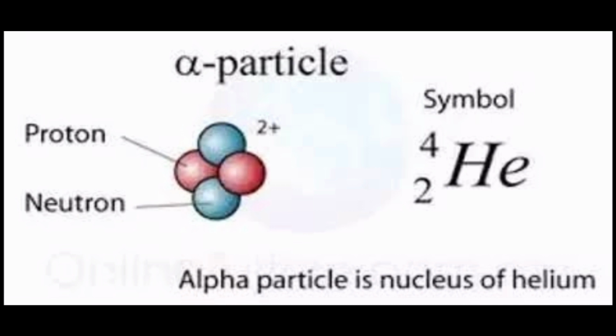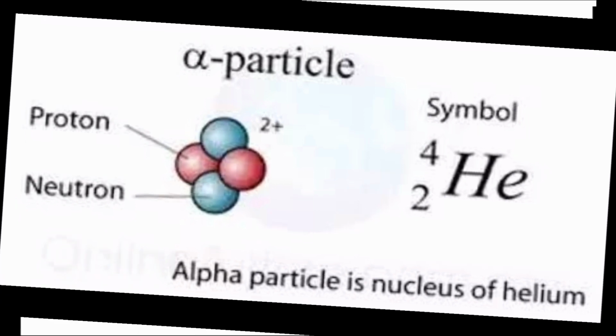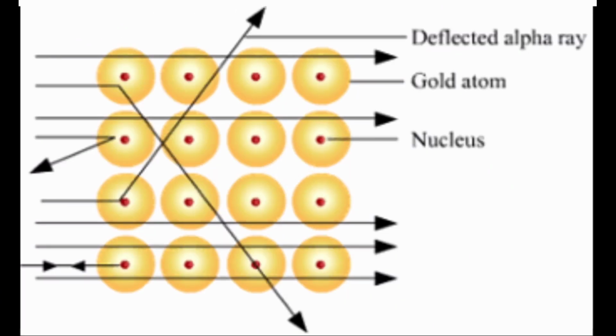After the experiment, there were unexpected results. The following observations were made. Most of the fast moving alpha particles passed straight through the gold foil. Some of the alpha particles were deflected by the foil by small angles. Surprisingly, 1 out of every 12,000 particles appeared to rebound.